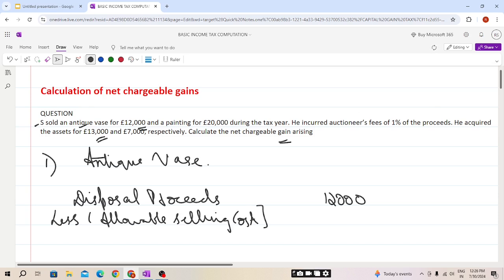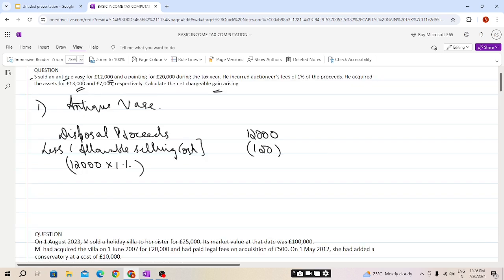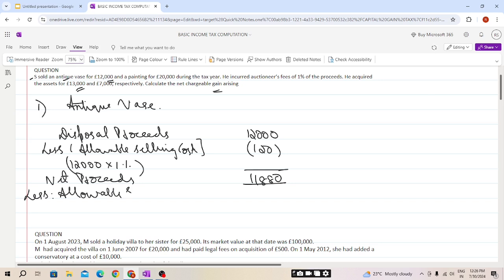As mentioned, students, he incurred auctioneer fees of 1% of the proceeds. So the proceeds is 12,000 times 1%. This will be, students, 120. So this will give rise to our net proceeds. So our net proceeds will be, students, 11,880. I hope this is clear. Then less allowable expenditure.